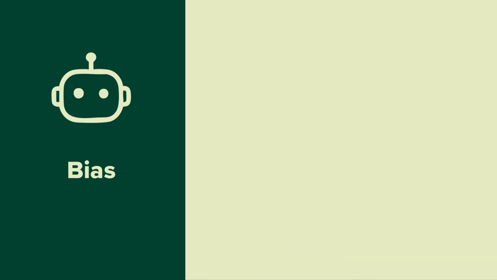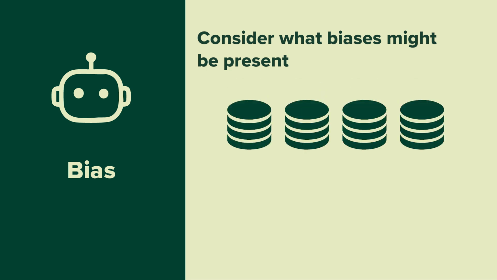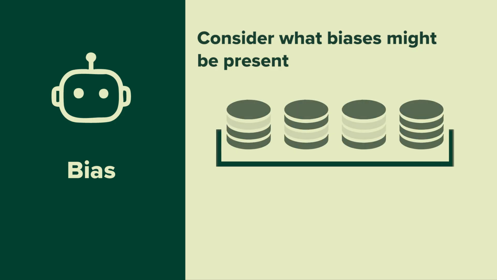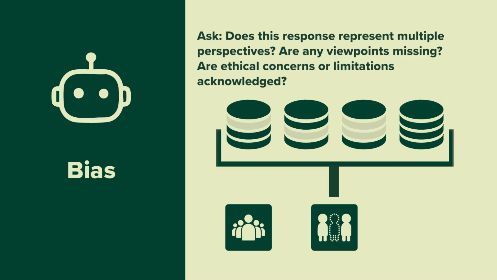Bias. Consider what biases might be present. AI systems are trained on large data sets, which can include incomplete or biased information. Ask, does this response represent multiple perspectives? Are any viewpoints missing? Are ethical concerns or limitations acknowledged?